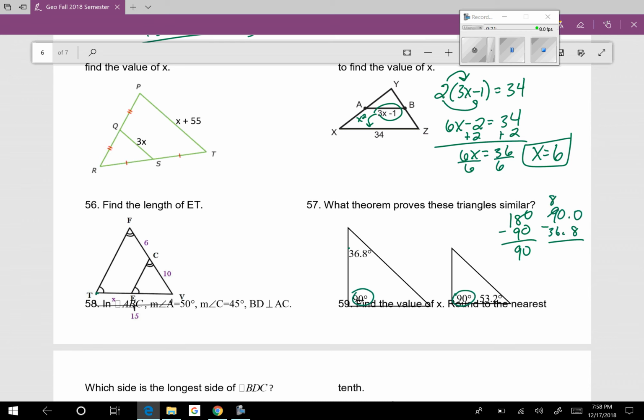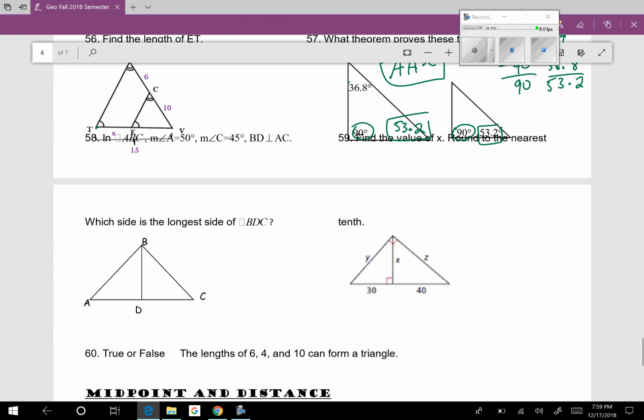So we have to borrow here. 10 minus 8 is 2, and 9 minus 6 is 3, and 8 minus 3 is 5. So we get that this one is 53.2. Does that match? Yes. So we have 2 angles that are congruent to each other, so it's angle-angle similarity.